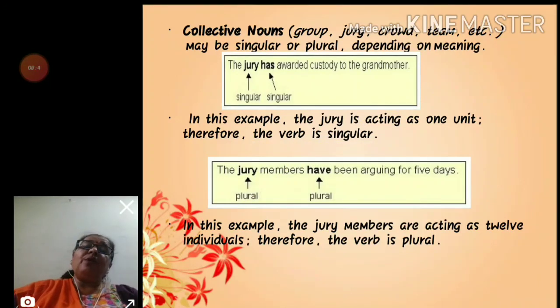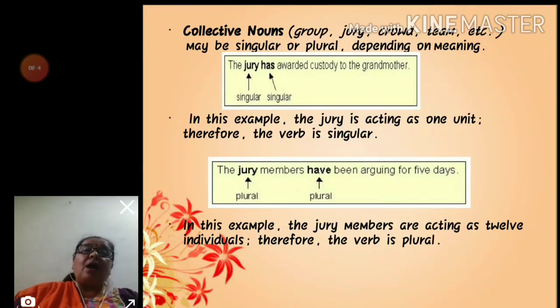So now we have come to the end of it, but we are going to continue our other part of subject-verb agreement in our next chapter.